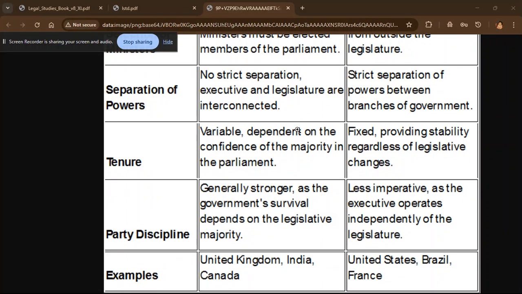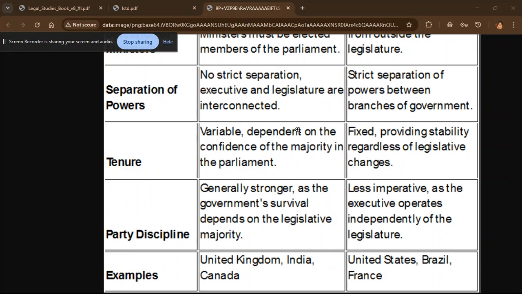Mainly, the prime minister and the council of ministers are answerable to the legislature, whereas in the presidential system the president and secretaries are not answerable to the legislature. The president is the nominal head of the state, while the prime minister is the head of government. In the presidential form, the president is the real head of the government, and there is no prime minister. So this is the parliamentary and presidential form of government.